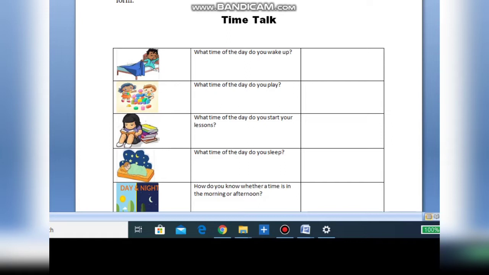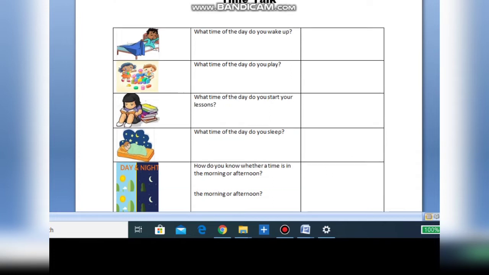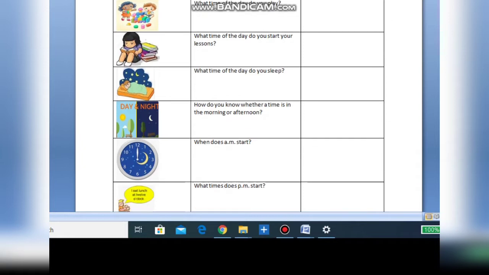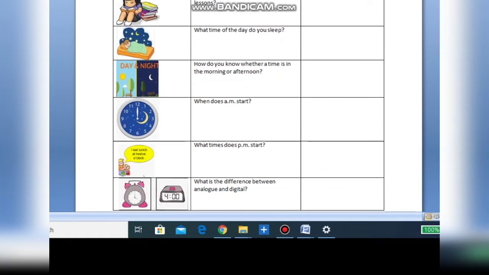How do you know whether a time is in the morning or afternoon? Well, I just mentioned morning time is a.m. and afternoon or evening time is p.m. So when does a.m. start? It starts exactly at 12 midnight when it's dark outside. And what time does p.m. start? It starts exactly at 12 noon in the middle of the afternoon.